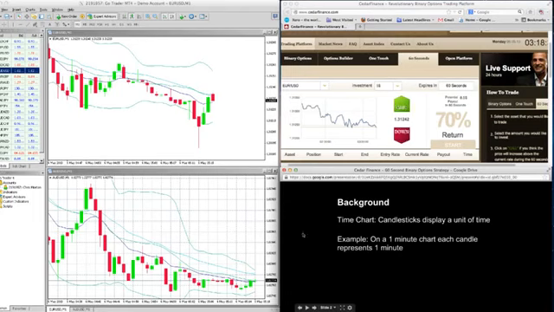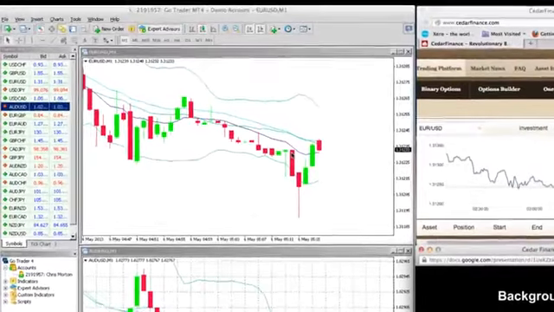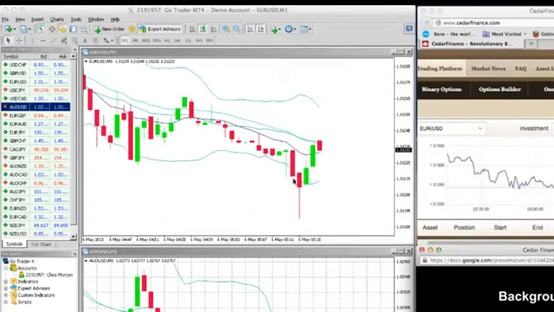A bit of background: you need to know the time chart. The candlesticks need to be displaying a unit of time, and in this particular one we're trading 60 seconds, so each candle on these time charts is representing 1 minute of time. The red is a bearish movement and the green is a bullish movement.